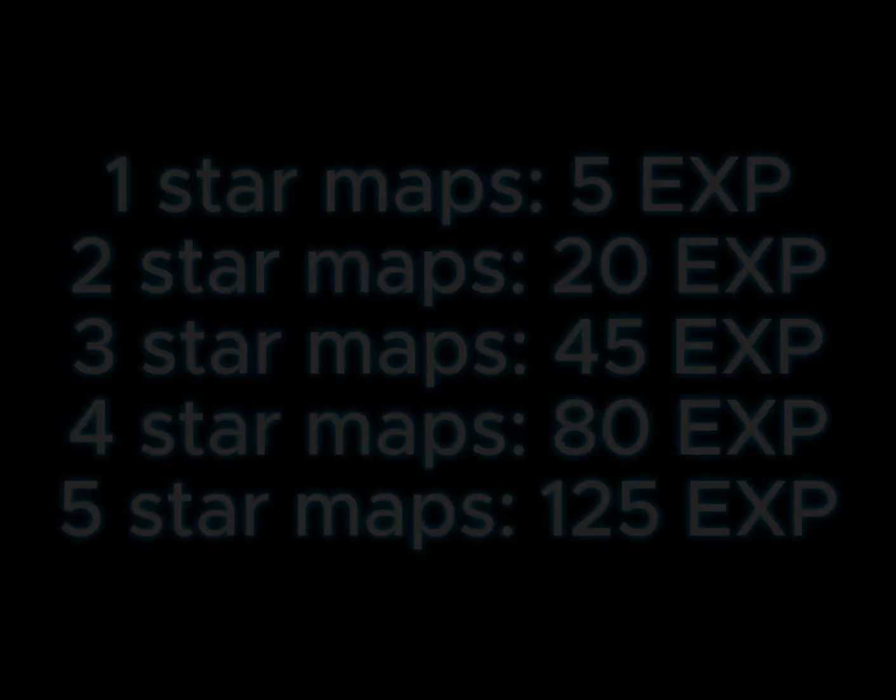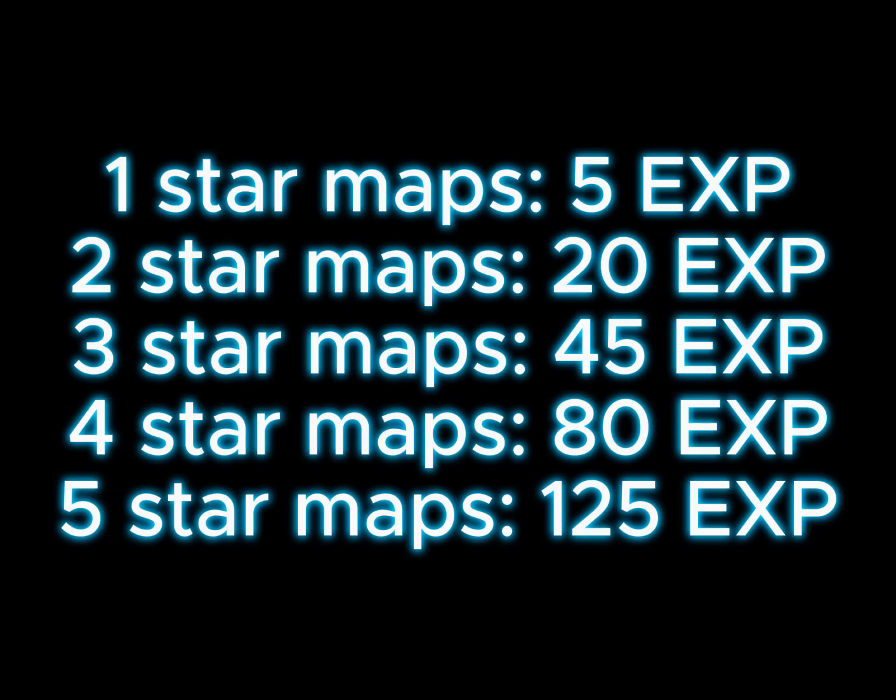You also get half the EXP you usually get from beating maps if you lose to them. AP is not given when losing though. So 1-star maps give 5 EXP, 2 stars give 20 EXP, 3-star maps give you 45 EXP, 4-star maps give you 80 EXP, and 5-star maps give 125 EXP when lost on.